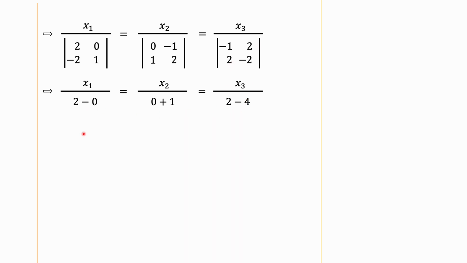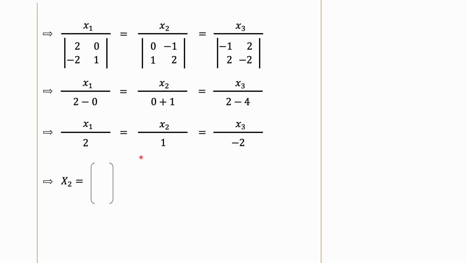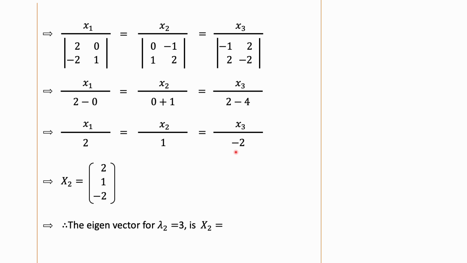So let me simplify this. It is equal to x1 by 2 minus 0 is 2, x2 by 0 plus 1 is 1, x3 by 2 minus 4 is minus 2. I got the solution. Therefore, the eigenvector for lambda 2 equal to 3 is x2 equal to 2, 1 and minus 2. Here I have found the eigenvector for the corresponding eigenvalue equal to 3.